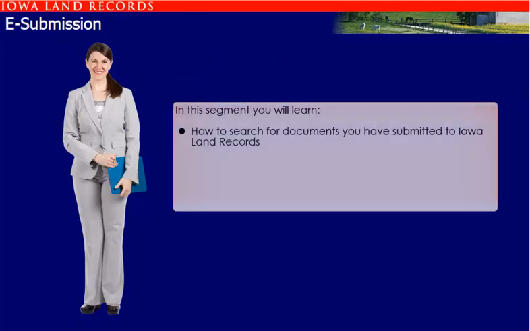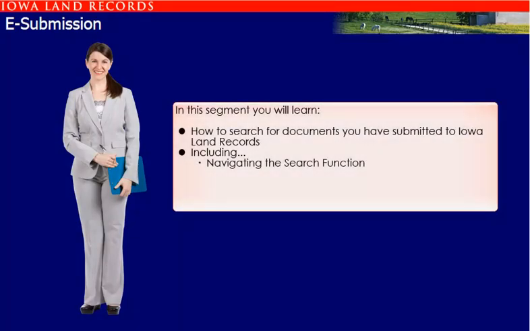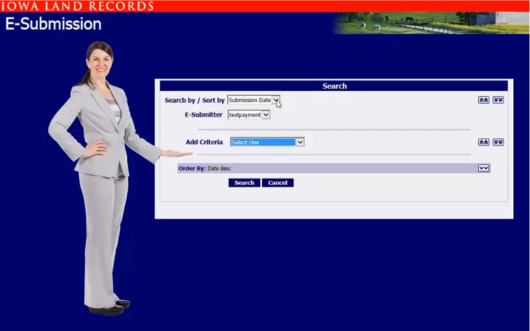In this segment you will learn how to search for documents you have submitted to Iowa Land Records. This includes navigating the search function, searching by county, searching by document type, and exporting search results. First, we will review the navigation of the e-submission search function.